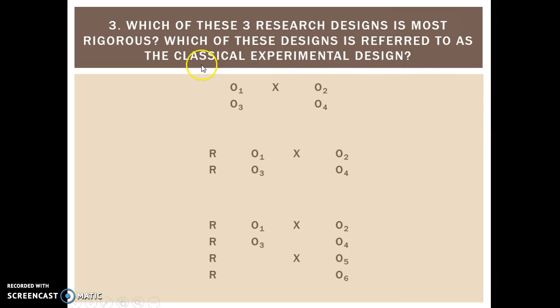Then in terms of which is referred to as the classic experimental design, that would be this middle one. The reason why this is the classic experimental design is because it has a treatment group and a control group, and there is random assignment to each. This first one is quasi-experimental. It does have a control group, but there's no random assignment. So it is this middle one that is the classical experimental design, and then the last one is the most rigorous one, and that is, again, the Solomon 4 group.